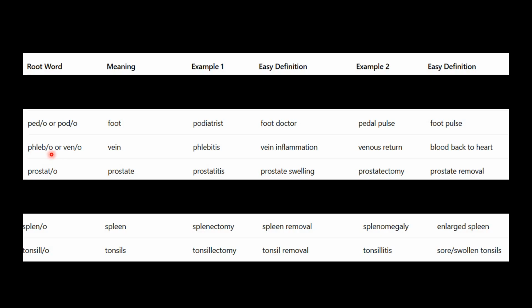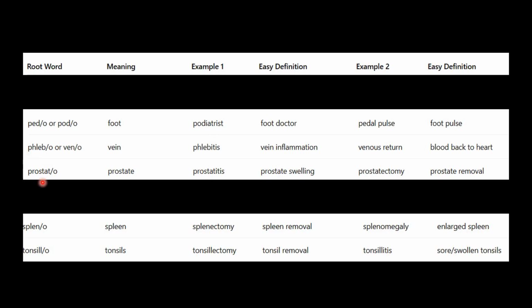Now we have the next thing, that is phlebo, veno. Phlebo or veno. These are related to the vein, as the name suggests. For example, phlebitis means vein inflammation. So if you see an inflamed vein in the body, then we will call it vein inflammation, phlebitis. Next we have venous return. Venous return means blood back to heart. It's not directly related, so maybe you can skip it for now. I'll let you know maybe in the next session. But the meaning of venous return is related to the vein, that's why I kept it here. So venous return means blood back to heart.